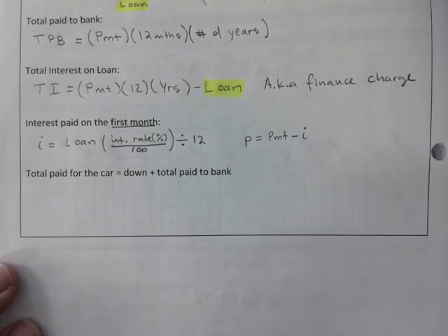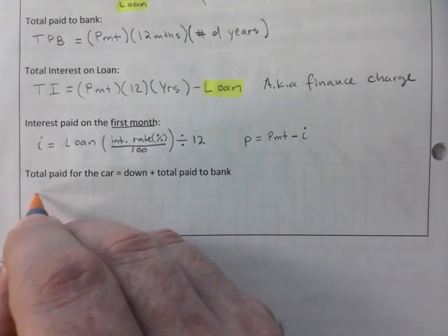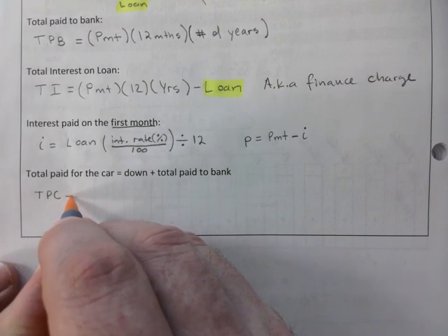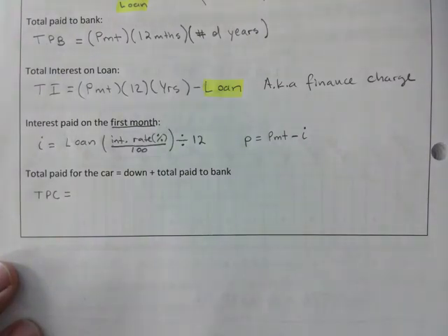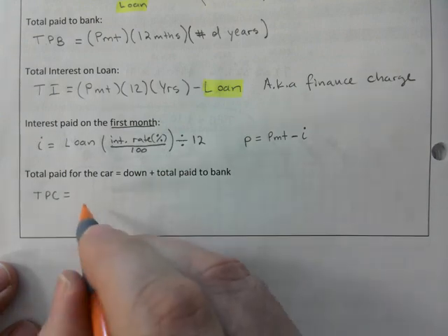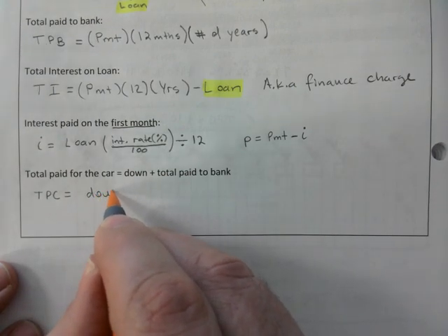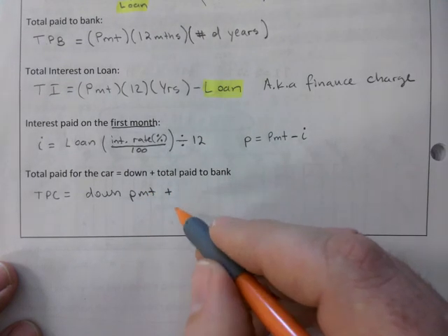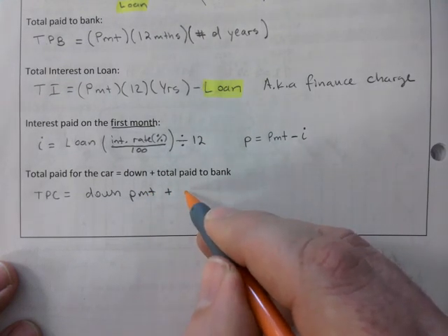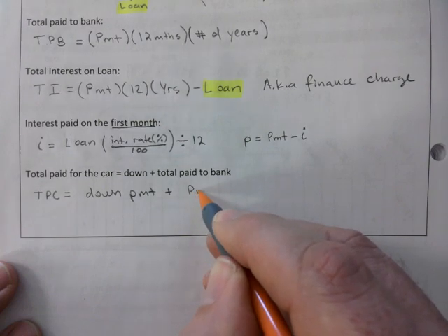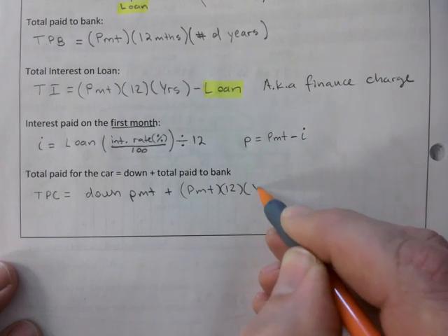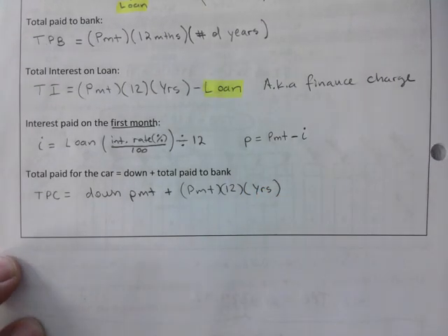One more. Total paid for the car. Like if they ask you, hey, you just took out the loan, or actually you're done paying off the loan, you're done, how much did you really pay? Okay. Well, you take the down payment plus total paid to the bank, which is payment times 12 times years. No surprises there.